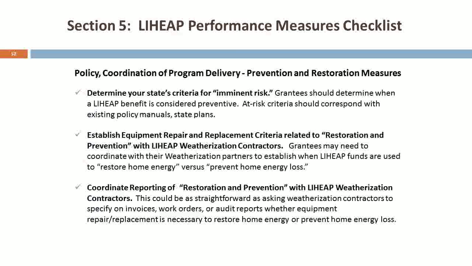Determining your state's criteria for imminent risk is important, and it needs to correspond with existing manuals. And then working with LIHEAP weatherization contractors and in some cases energy assistance subgrantees or providers is important to establish what the criteria is for equipment and repair and replacement, restoration and prevention, and the same with coordinating reporting. You know, are you going to require that to be reported at year end? Are you going to require it as part of every audit? How are the weatherization and energy assistance folks going to get you that information for each household?